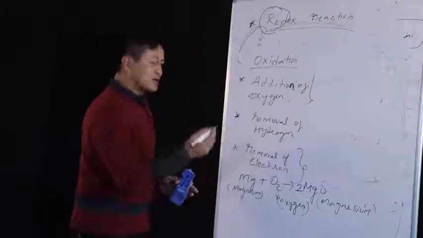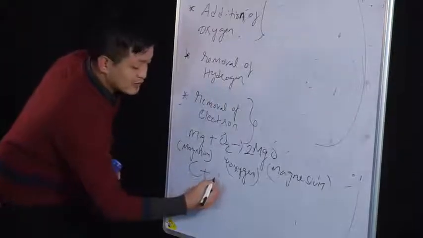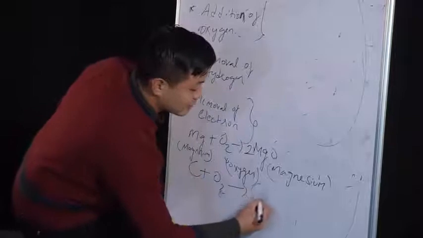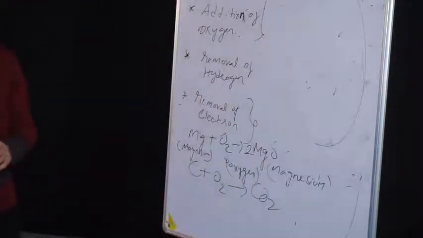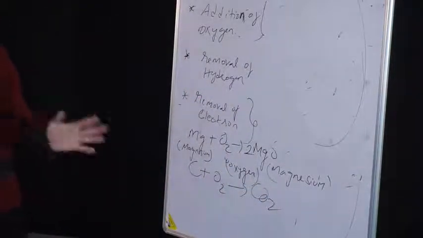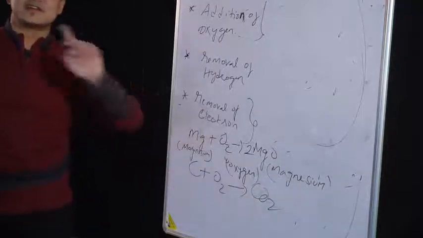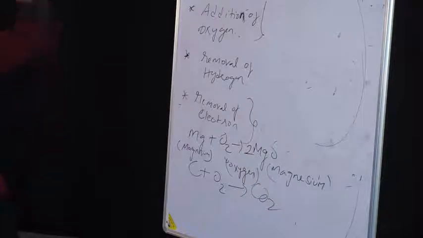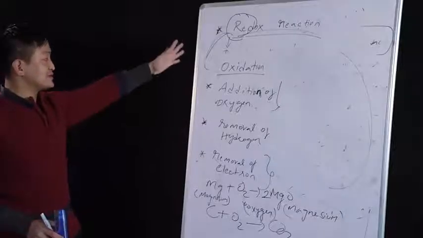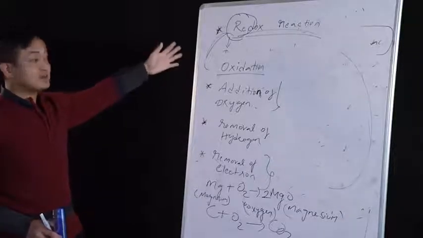Okay, now I'll give you another example here. The same thing which we have done before. Carbon and oxygen giving carbon dioxide. Even here, what we see is there is an addition of oxygen to the reactant. So this is all about oxidation reaction.